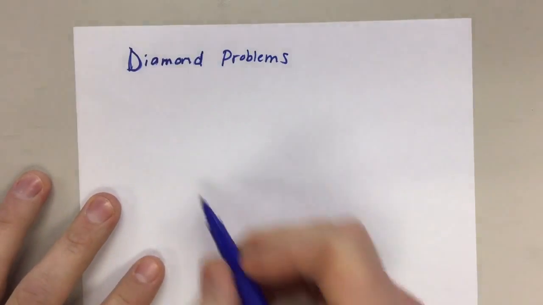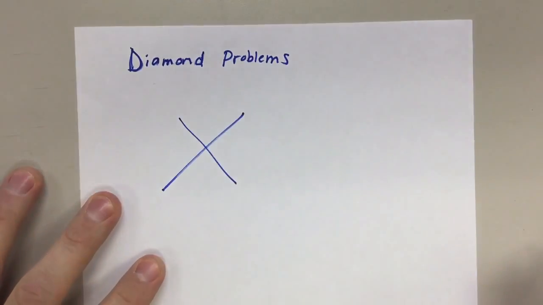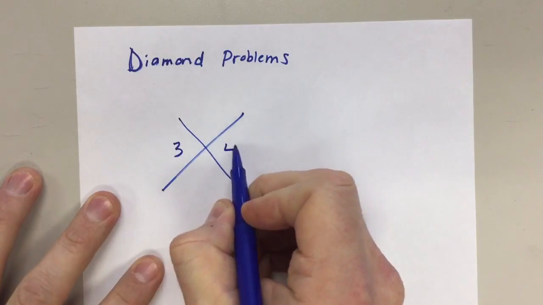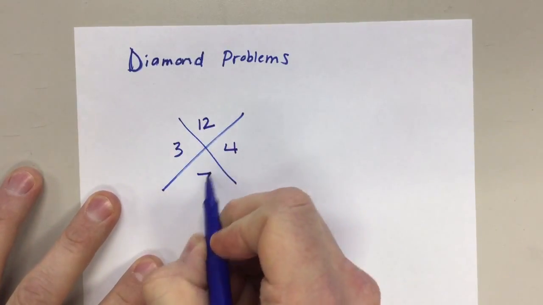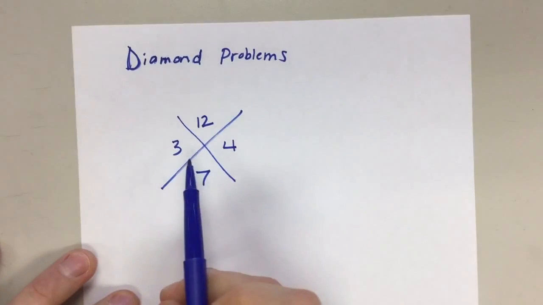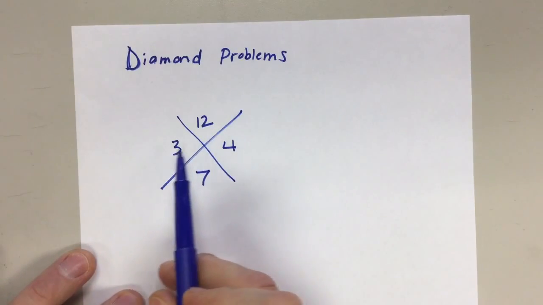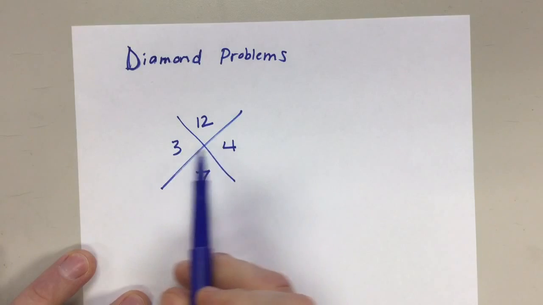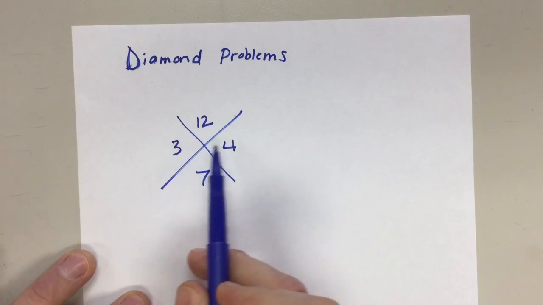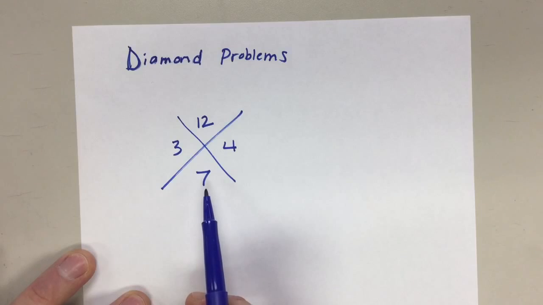And you've probably seen these before. But basically, we set up a diamond, and there'll be numbers inside it. And there's a pattern that goes with them. The 2 numbers that are on the sides of the diamond, when I multiply them together, I will get the number that's at the top of the diamond. When I add them together, I get the number that's on the bottom.